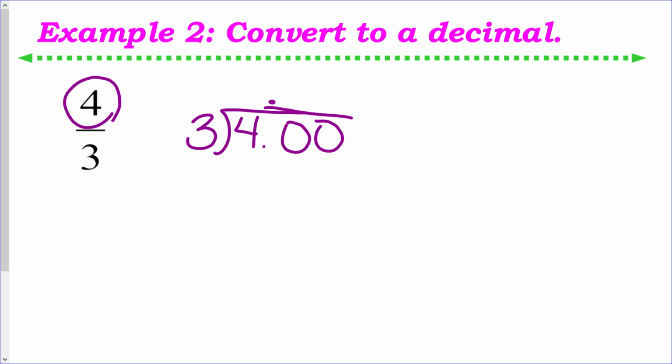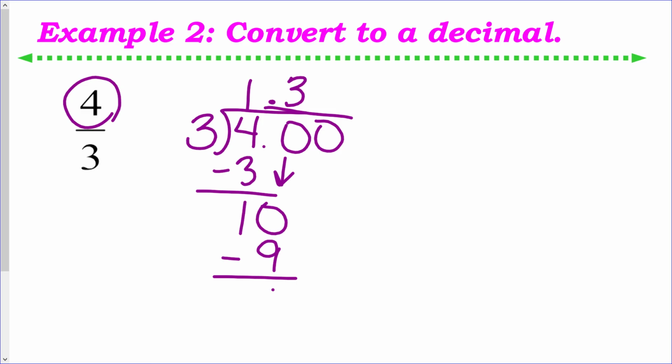Now in this case, 3 can go into 4 one time, which is 3. 1 left over, bring down my 0. 3 goes into 10 3 times, which is 9. 1 left over, and now a 0. And oh no, if you notice, I'm going to get 10 again. So at that point, we know that if I keep going, it's just going to keep going in 3 times. Therefore, my final answer is 1.3, where the 3 is repeating.